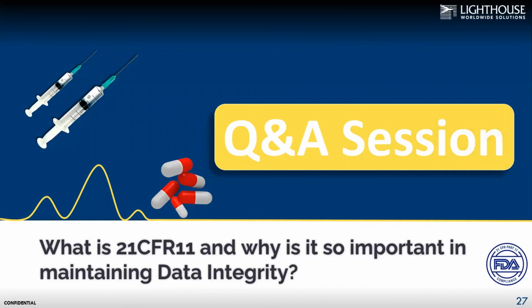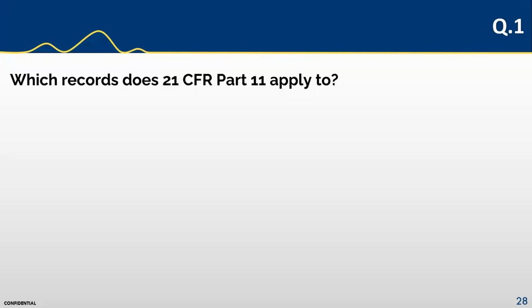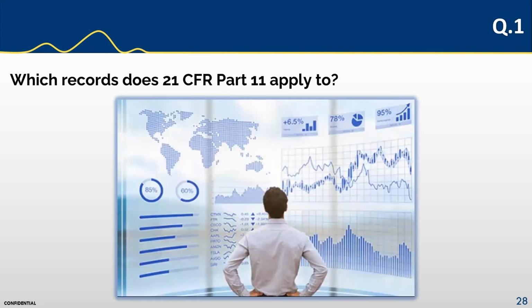Okay, let's look at some common questions where we will cover some of these topics. Question number 1. Which records does 21 CFR 11 apply to? So 21 CFR Part 11 applies to any records that are required by the FDA that are being maintained electronically instead of paper. Which records the FDA requires is outlined in the predicate rules that we outlined in the 3 subparts under general provisions, electronic records, and electronic signatures.